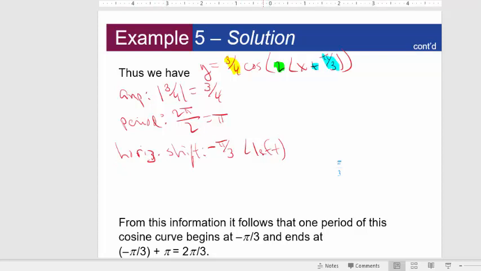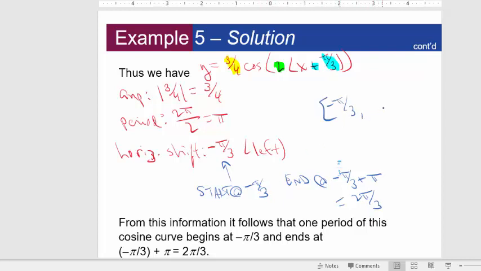Again, I put the left in parentheses just to make it clear that that's what that negative sign means, right? That I'm shifting left. So my amplitude is 3/4, my period is pi, and my horizontal shift is negative pi over 3. So that means I'm going to start my cycle at negative pi over 3. And then it's going to end at negative pi over 3 plus pi, which is actually going to be 2 pi over 3. So the interval that I'm looking at is from negative pi over 3 to 2 pi over 3.